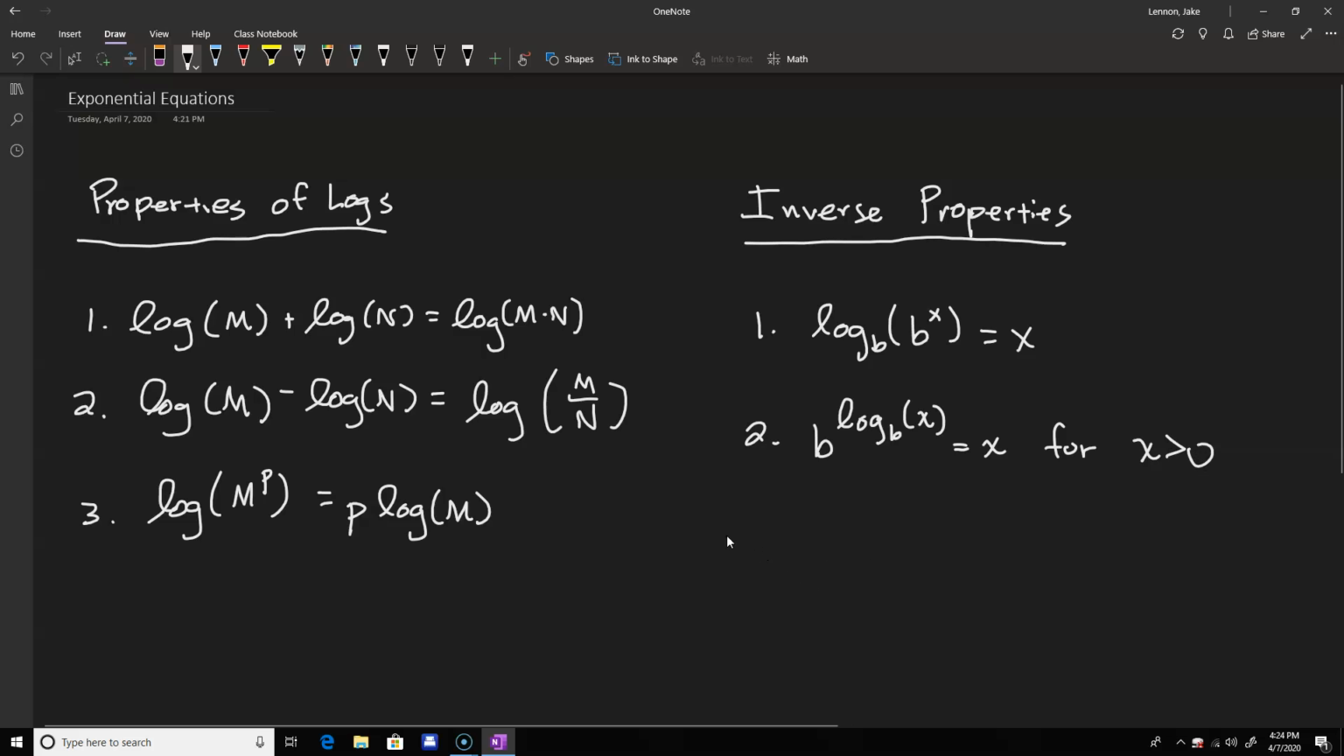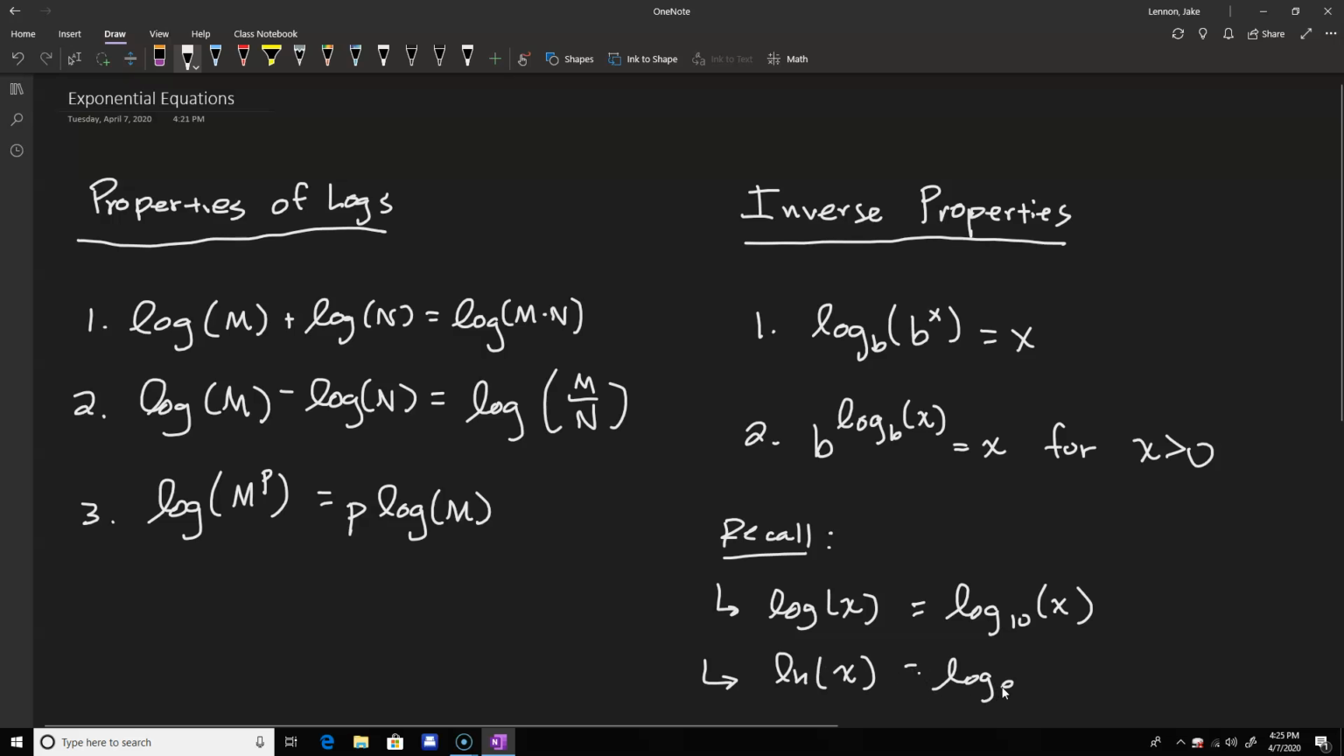For solving these equations, a lot of calculators only have two logarithms available. Some newer calculators have more options, but if we just write the log of x, this means log base 10 of x, so it will cancel with 10 to a power. And if we write the natural log of x, this is the same as the log base e of x, where e is Euler's number, which is about 2.71828 and so on, an irrational number whose decimal expansion continues ad infinitum.